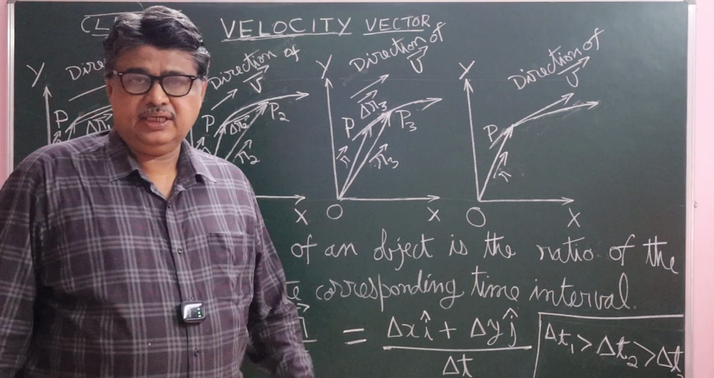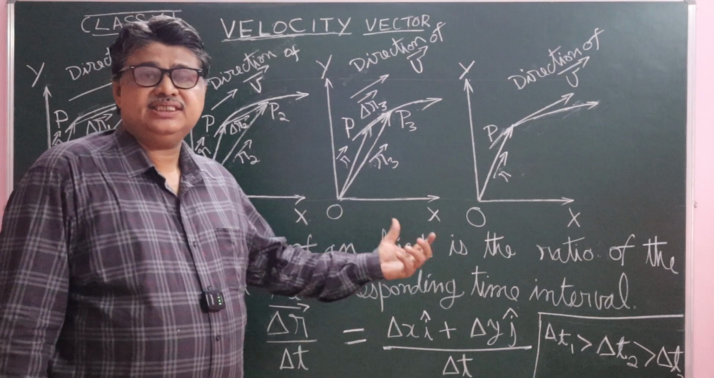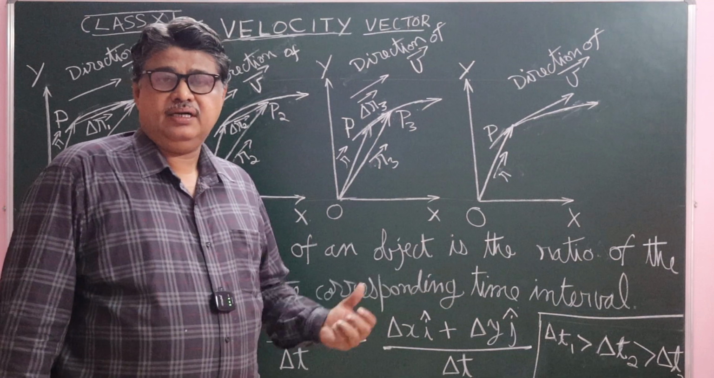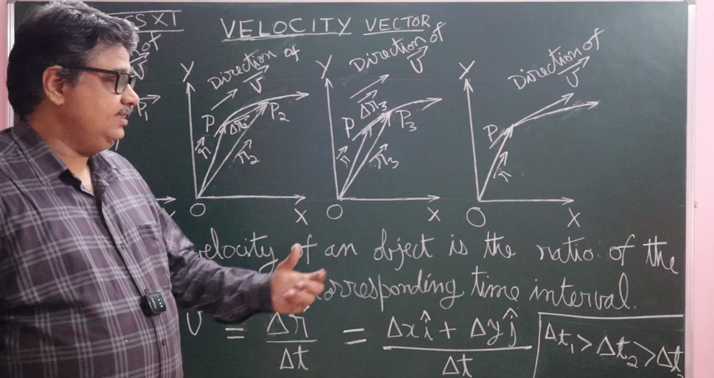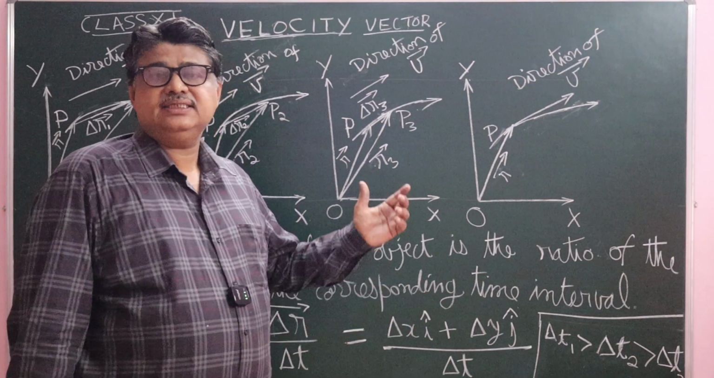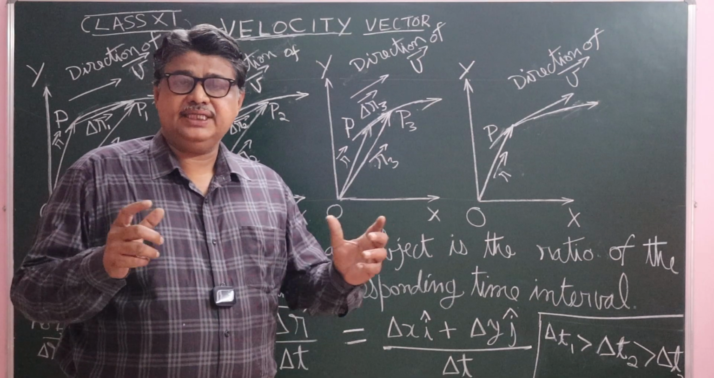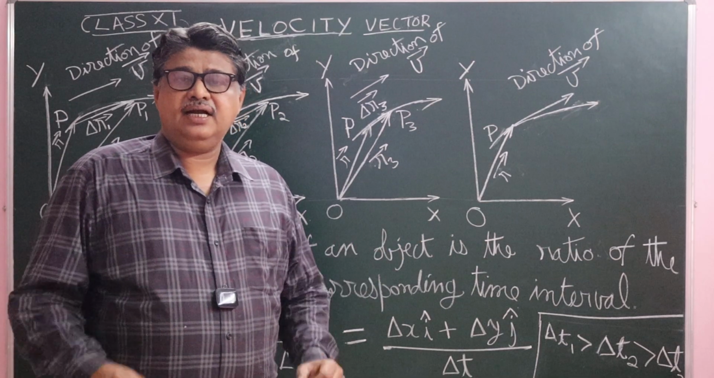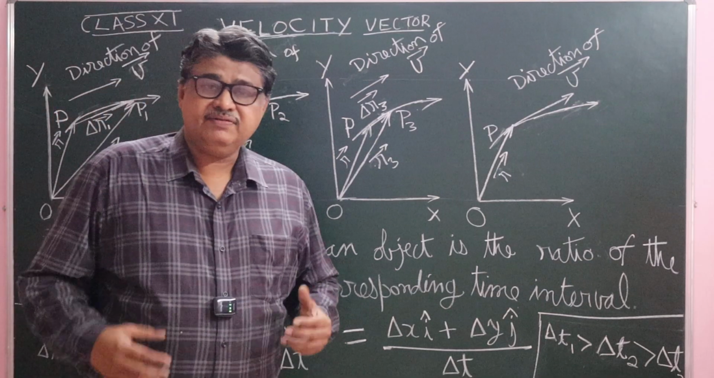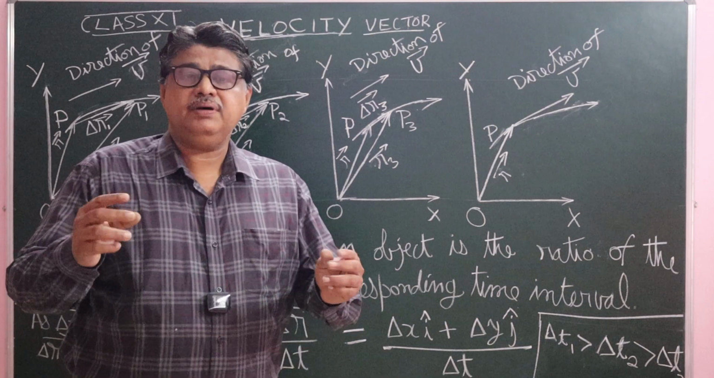Say, for example, a car moves from one place to another, a distance of 100 kilometer. Let the car take 1 hour to cover the distance. We say that the velocity is 100 kilometer per hour. That is the distance divided by time. Distance covered by the car is 100 kilometer and the time it has taken is 1 hour. We say that the velocity is 100 kilometer per hour.